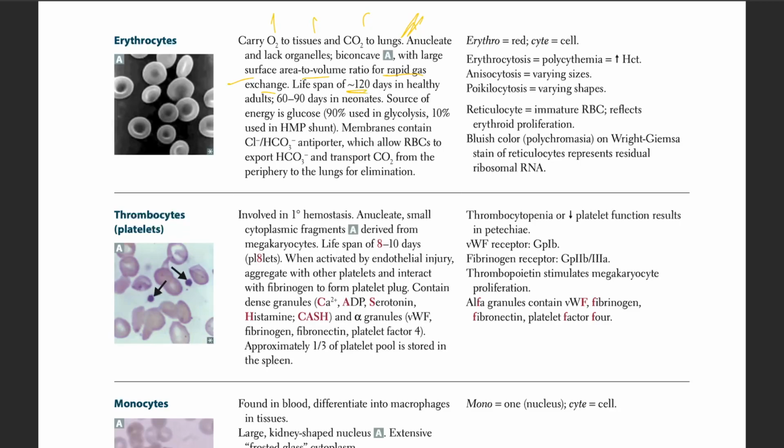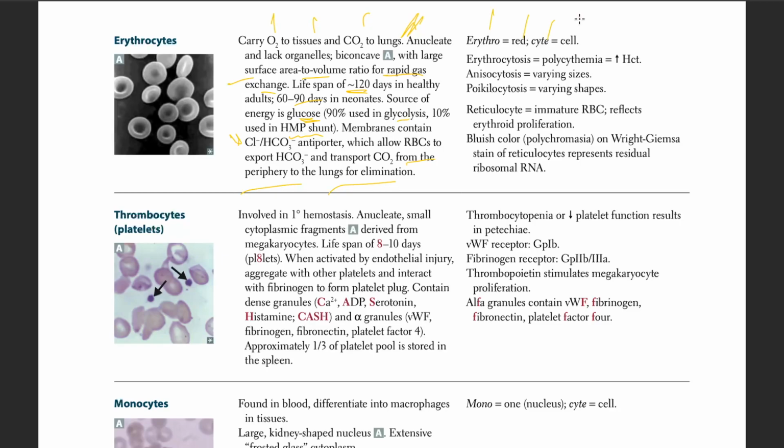Lifespan is 120 days in healthy adults, 60 to 90 days in neonates. Source of energy is glucose, 90% used in glycolysis, 10% used in HMP shunt. So they can only take glucose. Membrane contains chloride-bicarb antiporter, which allows the RBCs to export the bicarb and transport carbon dioxide from the periphery to the lungs for elimination.